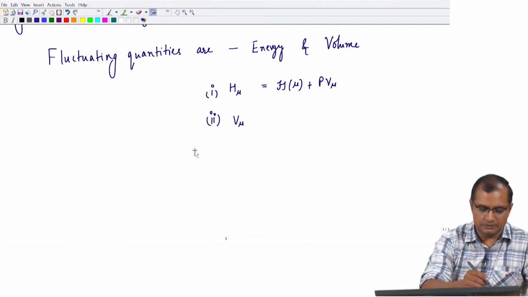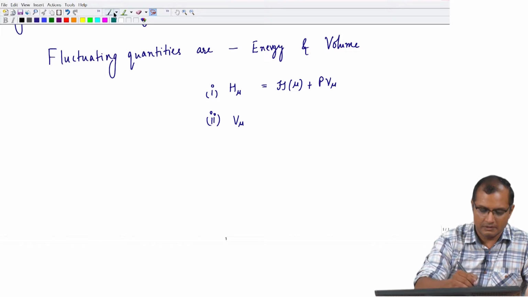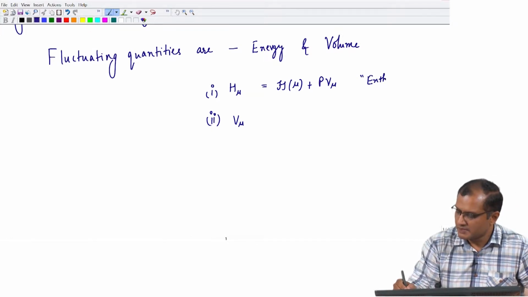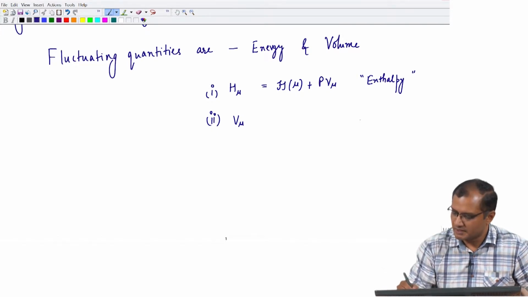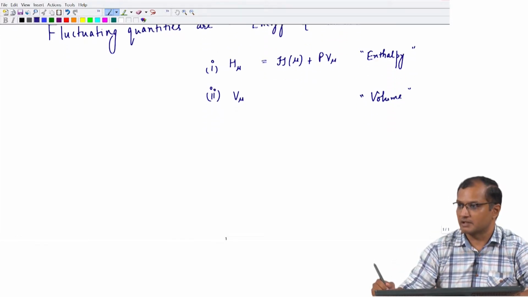So, this is nothing but the enthalpy of the microstate, and this is nothing but that volume of the microstate. You can also call them as the instantaneous volume or the instantaneous enthalpy. Okay.